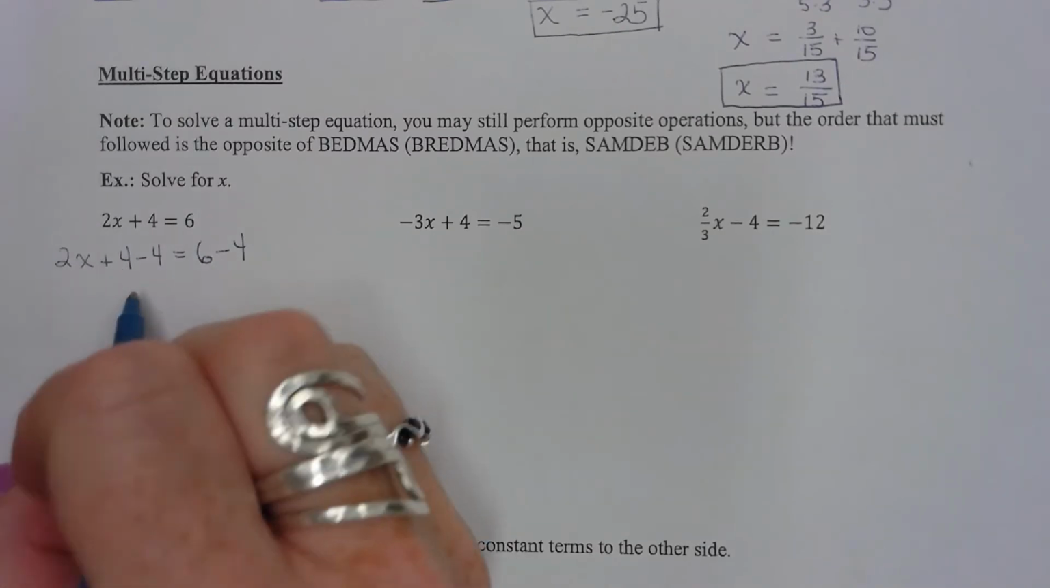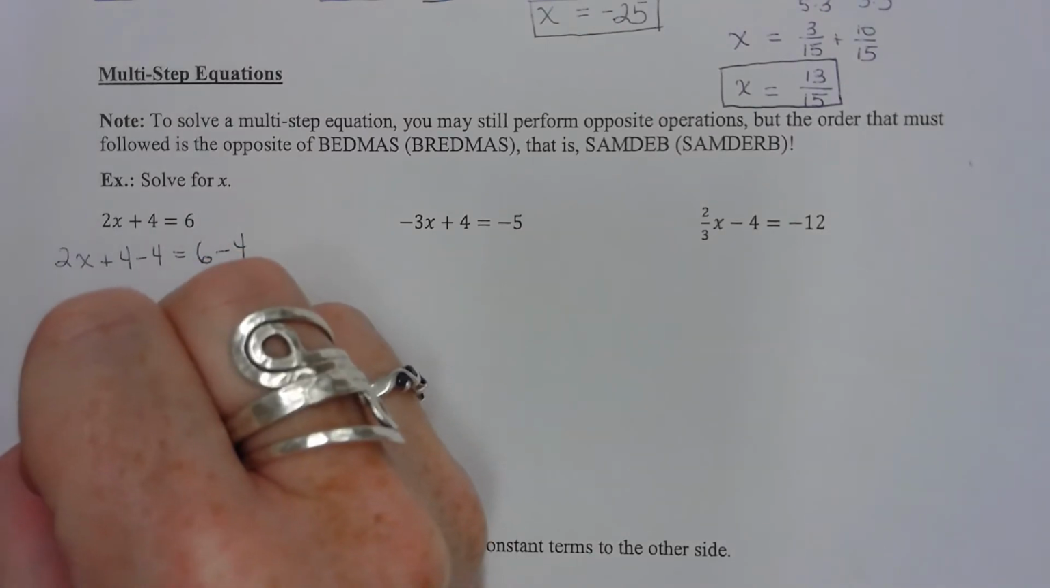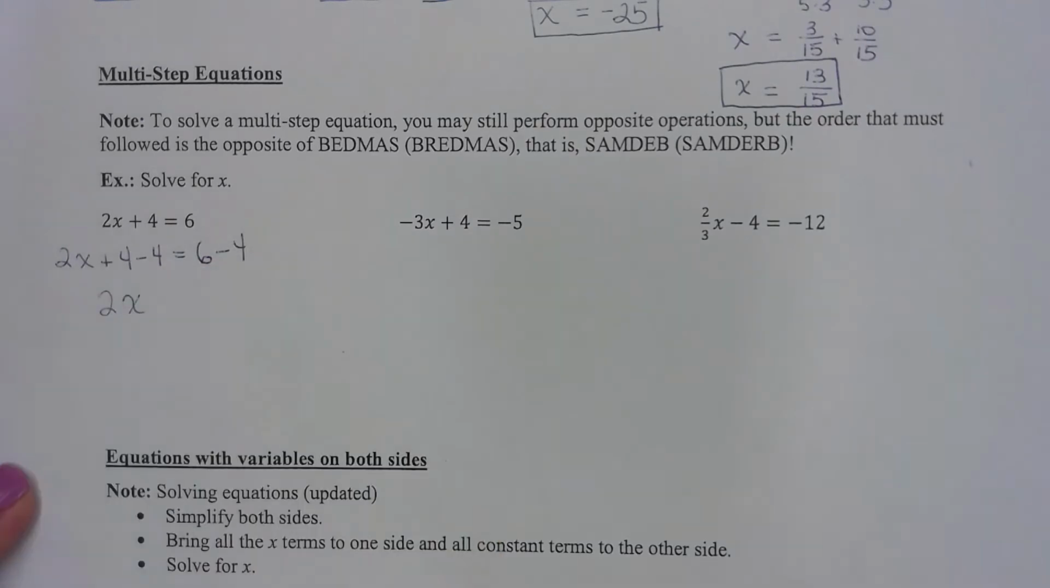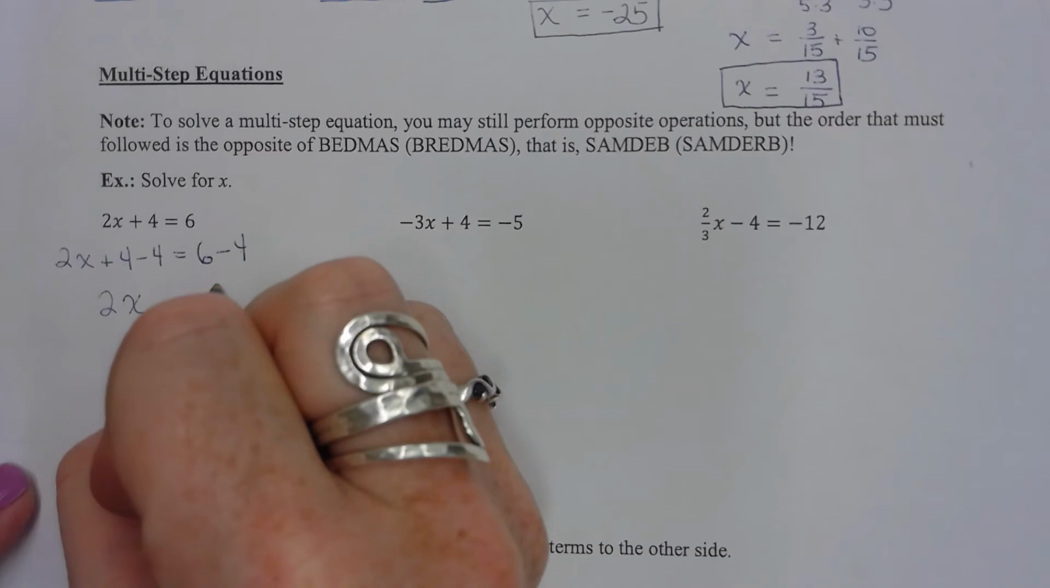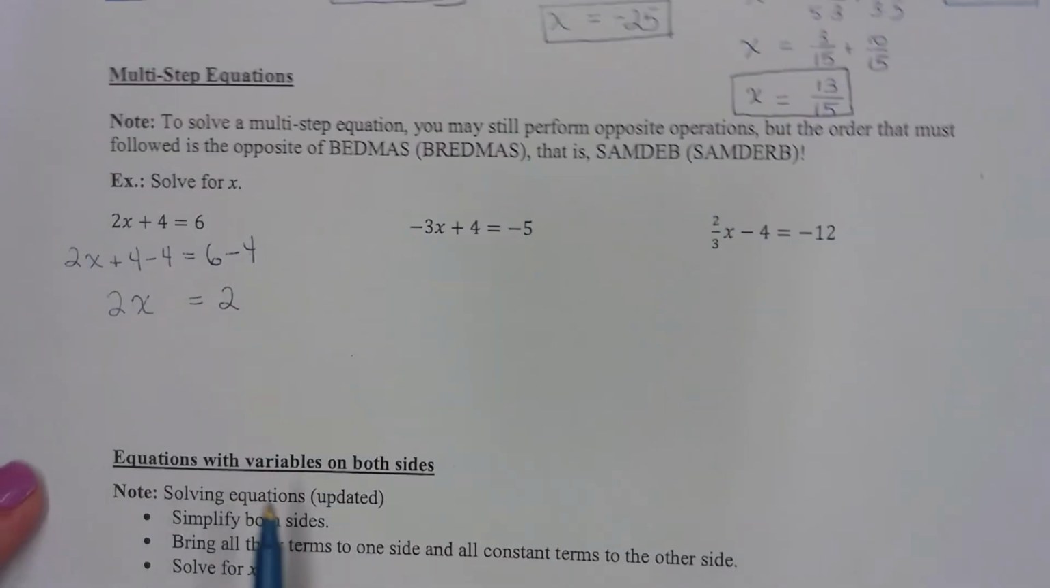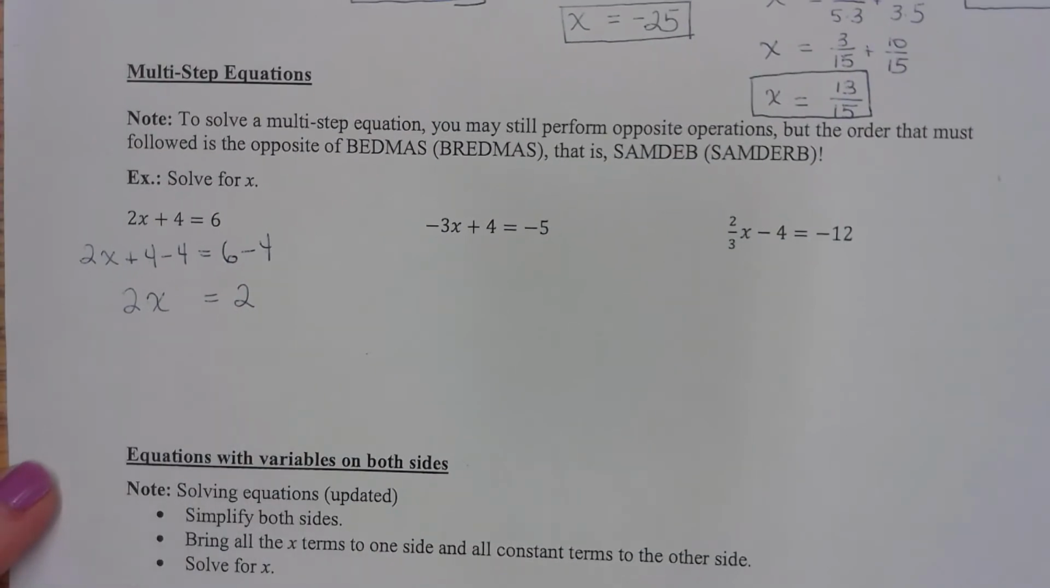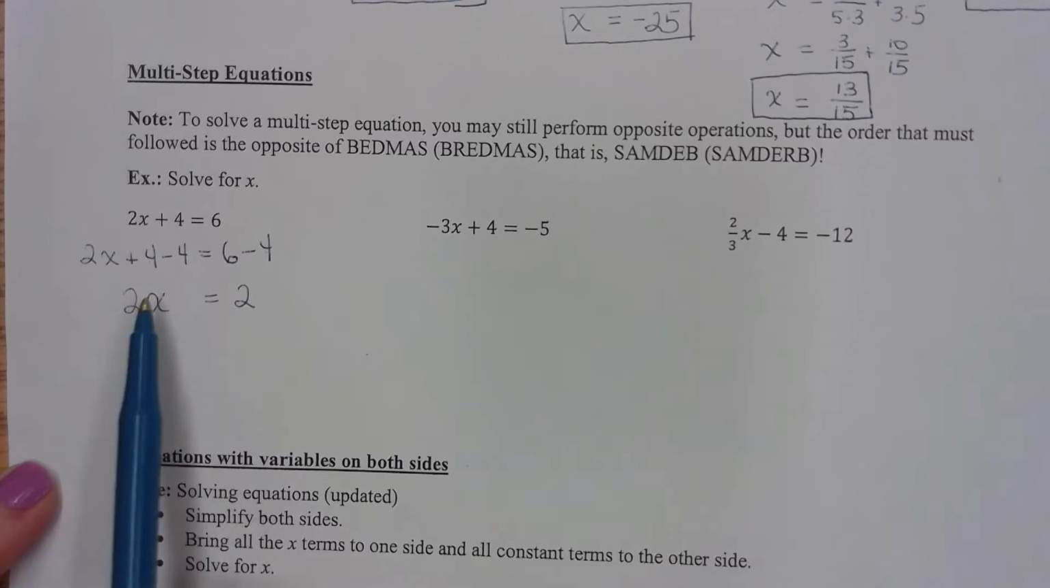So when I subtract 4, well, 4 minus 4 is nothing, so I'm just left with 2x. And on this side, 6 minus 4 is 2. And so now I know that 2x equals 2. And so now I have a one-step equation. My x is being multiplied by 2.